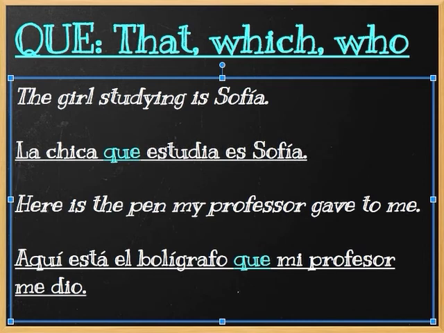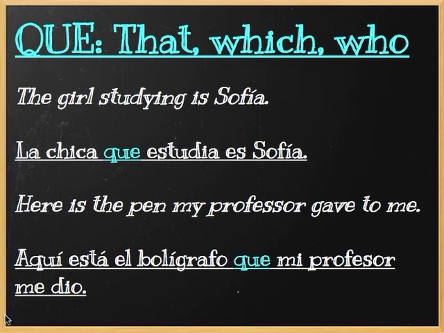Here is the pen my professor gave to me, right? And so, again, you can't say who here, or whom, because the pen is not a person, right? You can't say the pen who my professor gave. No. The pen that my professor gave to me. So I'd say, aquí está el bolígrafo que mi profesor me dio. Okay, que, that, which, or who sometimes.